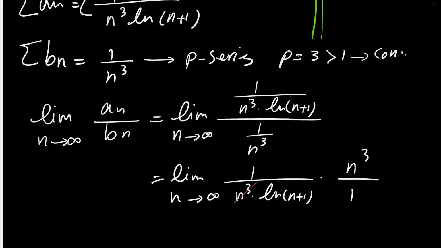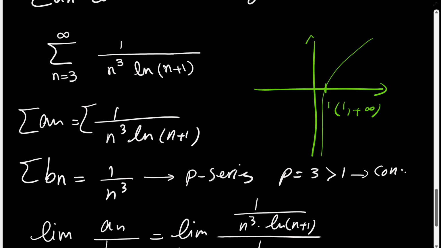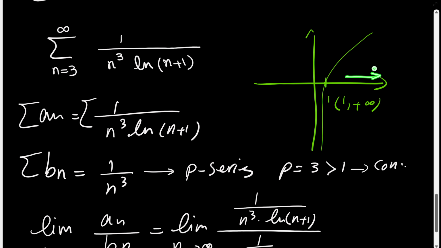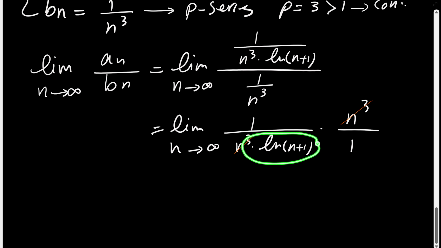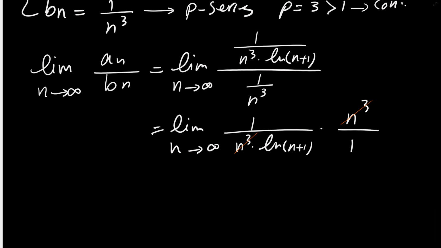Now we can cancel n to power 3, and when n approaches infinity, n plus 1 is infinity, and natural log of infinity, you know that it is infinity. When x approaches infinity, natural log approaches positive infinity. So denominator here is infinity. 1 divided by infinity is 0. So the answer here is 0.